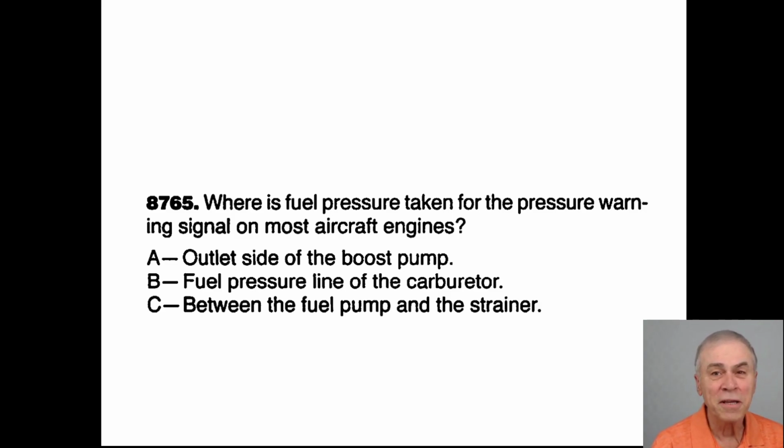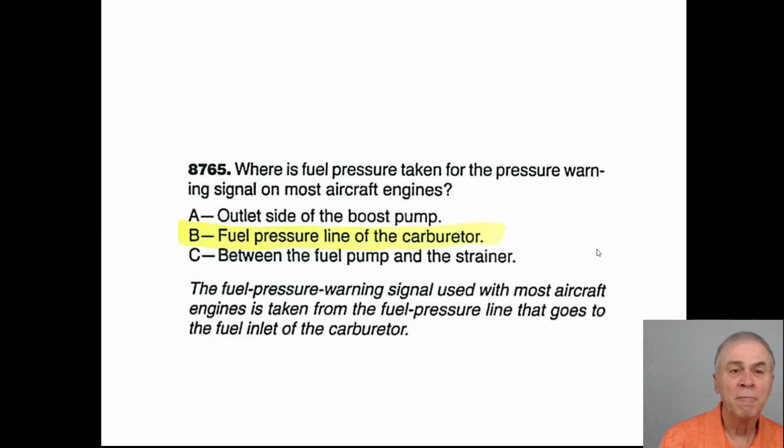Where is fuel pressure taken for the pressure warning signal on most aircraft engines? All right, I think we know this one. Is it A, the outlet side of the boost pump? B, the fuel pressure line of the carburetor? So far I like that one. Or C, between the fuel pump and the strainer? So now the fuel pressure is going to be very close to that fuel metering device, not somewhere way upstream in the system. So B. I guess it says most aircraft engines, but most if not all.